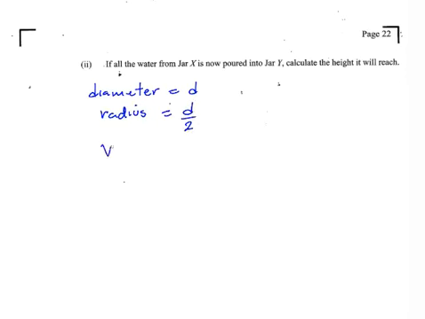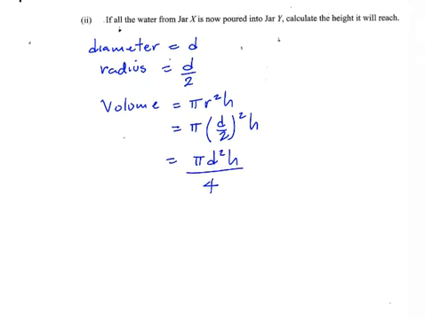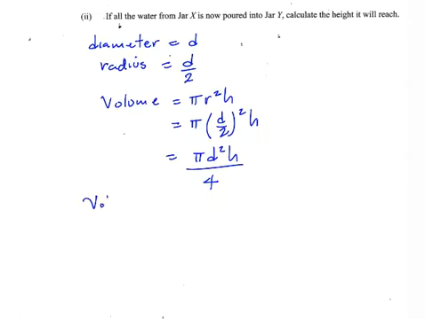The volume is equal to pi r squared h, which is equal to pi times what? d over 2 squared times h. So this volume would be equal to pi d squared h over 4. Now, the volume of water in jar X, which is what? The volume of water, which is 9 pi d squared, is now poured into what? Jar Y. So the two volumes are the same.